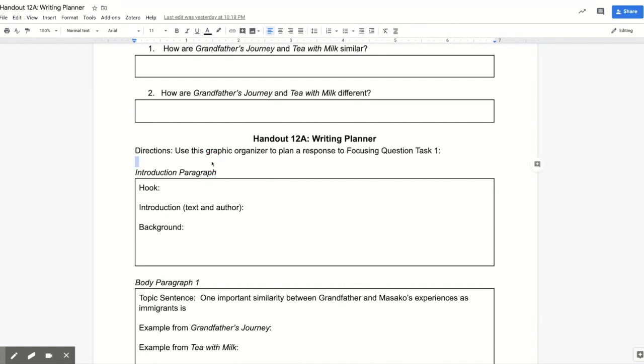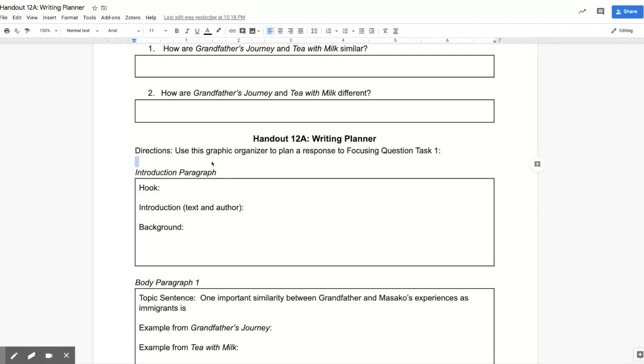Then here is your writing planner. So this document is going to be actually due on Monday at midnight. I'm going to give you Monday as well because on Monday you are going to continue writing on this document. So you're going to be getting almost a week to write this writing planner and then moving on to the essay.